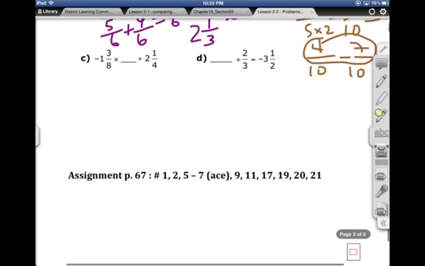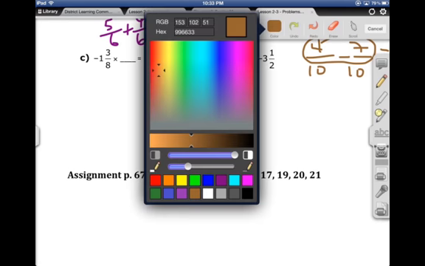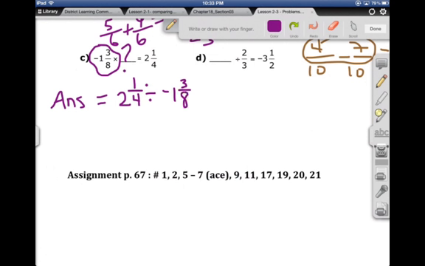When we get down to the bottom, it might look daunting or challenging to you, but it isn't, because all they've given you is a question where you have to do the opposite. If you were multiplying with this, then you need to divide with that. So your answer is going to be 2 1/4 divided by negative 1 3/8, and I'll let you work that one out.